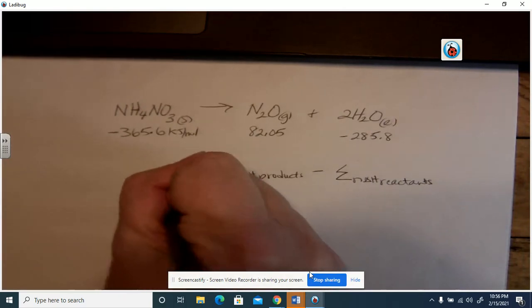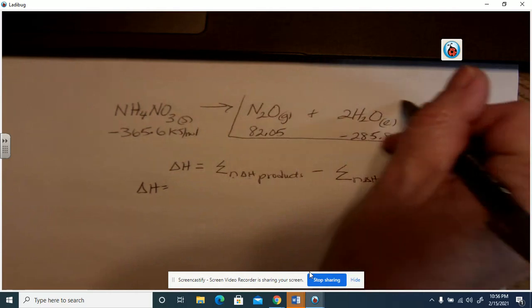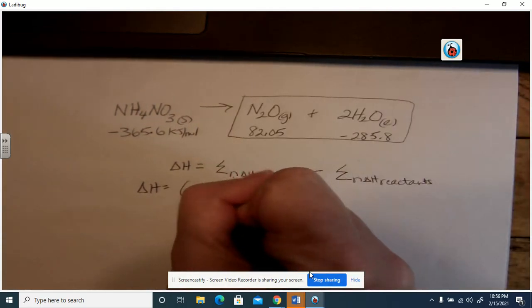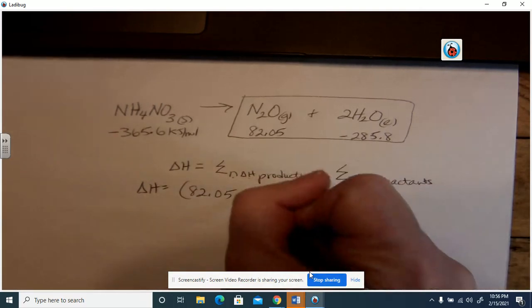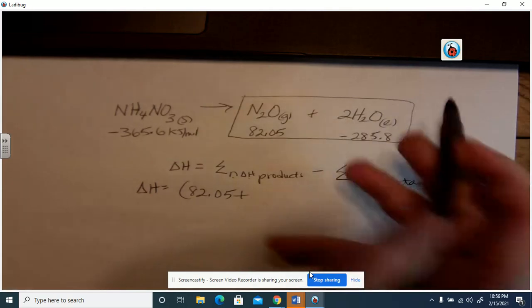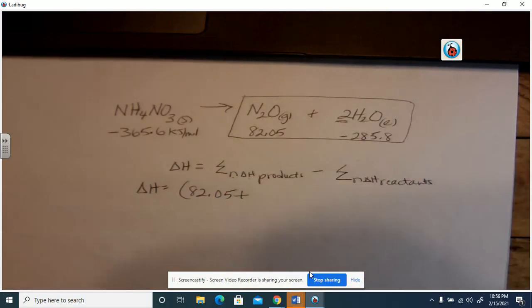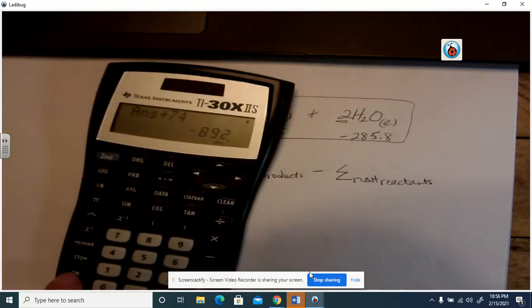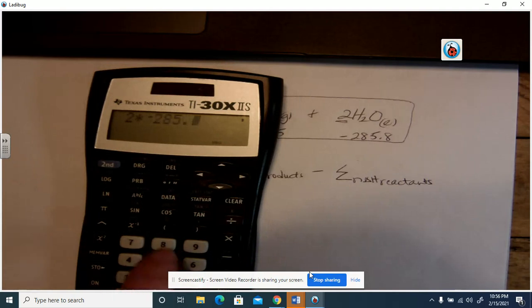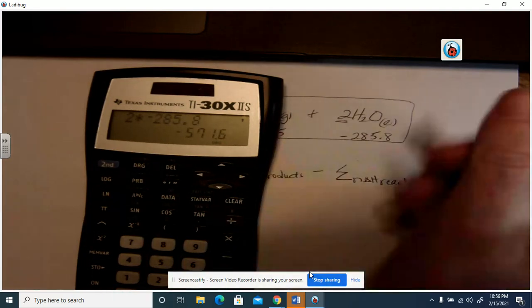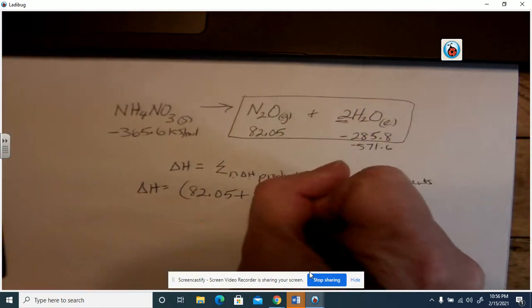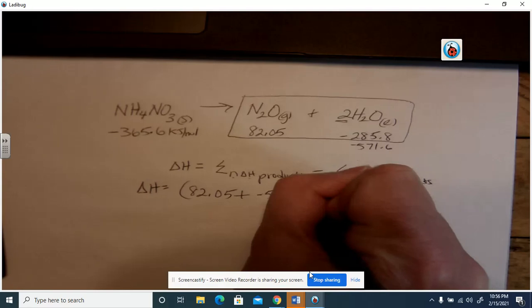We're going to have delta H. Let's do the product side first. So I'm going to take 82.05 plus, because we're summing, we're adding it, right? And remember, you have to look for coefficients. I've got a coefficient right there, so I'm going to multiply 2 times negative 285.8, and I end up with negative 571.6. And I'm going to put that right here, negative 571.6.